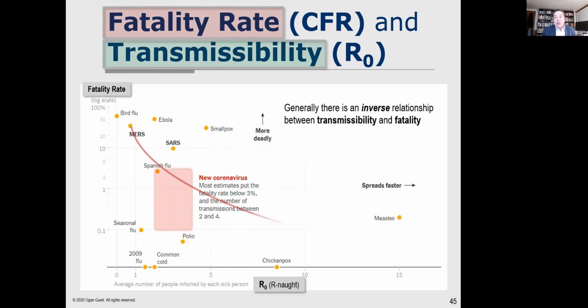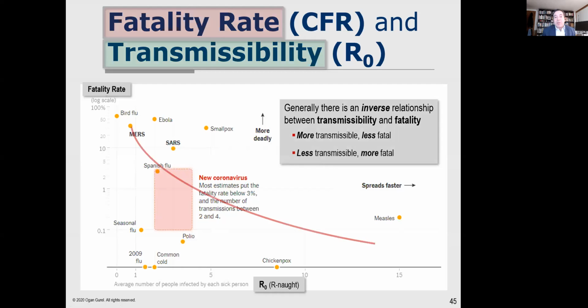Now, generally, there is an inverse relationship between transmissibility and fatality. It's not a solid relationship, but if certain diseases, certain pathogens are less transmissible, they are more pathogenic, they're more fatal, such as bird flu, MERS, and Ebola. And those conditions that are much more transmissible, measles, for example, spreads faster, are generally less deadly. So more deadly up here, less deadly down here, spreads faster. So you have a kind of approximate relationship.